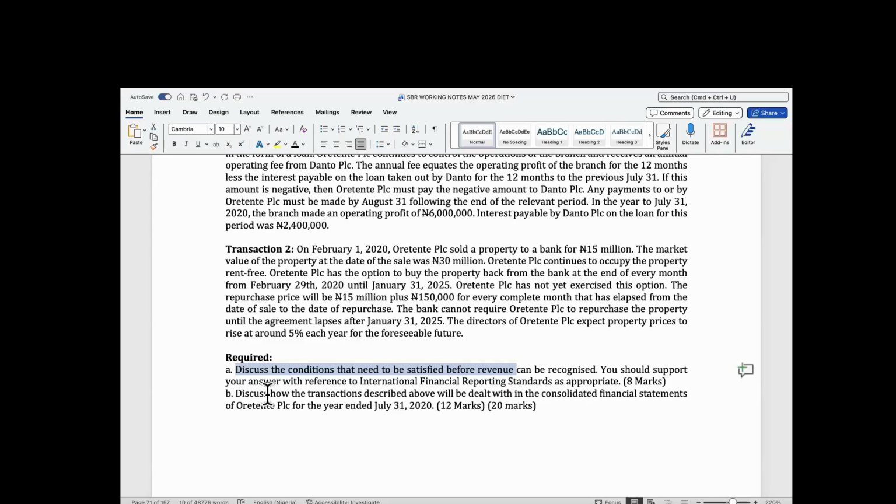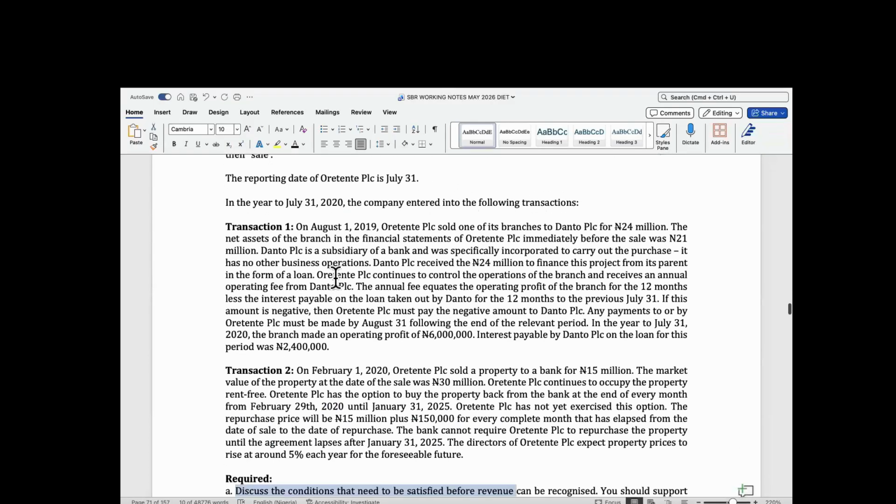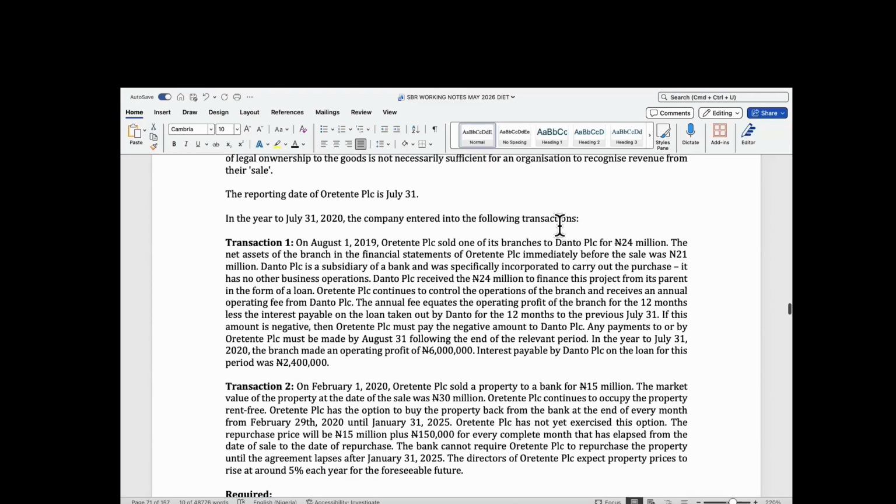And B, discuss how the transaction described above will be dealt with in the consolidated financial statements of Oriente PLC for the year ended July 31st, 2020. So what's the transaction we're talking about? It says that on August 1st, 2019, Oriente PLC sold one of its branches to Danto PLC for 24 million. The net assets of the branch in the financial statements of Oriente PLC immediately before the sale was 21 million.